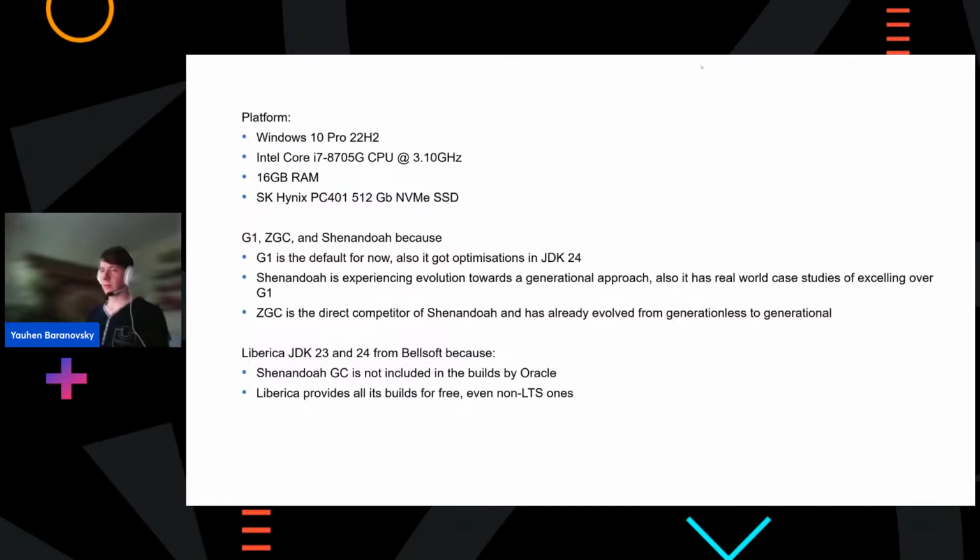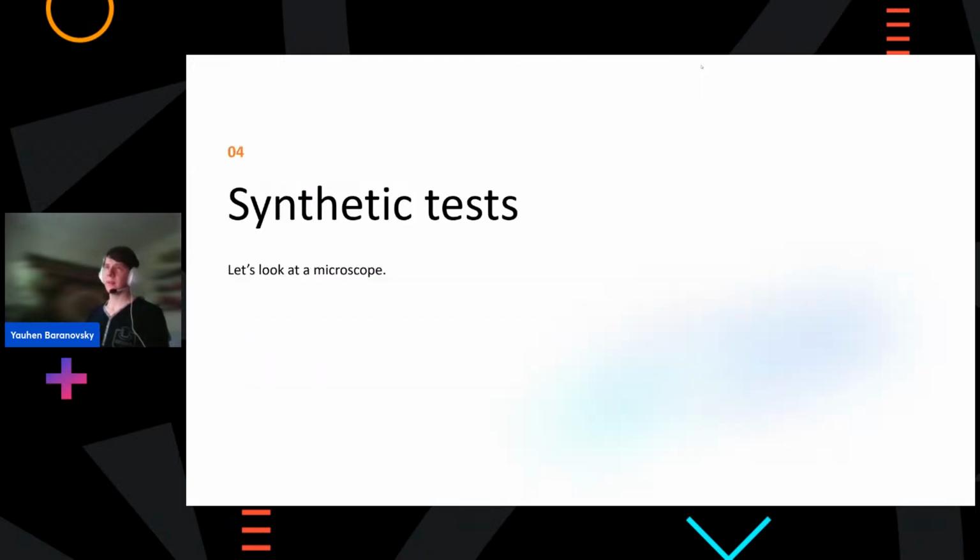And finally, as for the JDK choice, I chose Liberica JDK 24 and 23 builds from BellSoft because unfortunately Shenandoah is not included in the builds provided by Oracle, and also Liberica is completely free, both for non-LTS and LTS releases. Azul, for example, is not free for non-LTS releases, unfortunately.